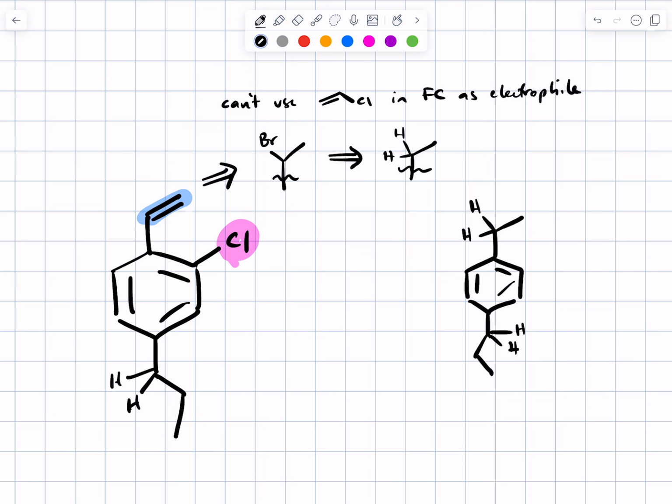Okay? Another issue I've got is this meta relationship between the alkyl group and the chloro. All right, so we sort of got our work cut out for us. Probably the idea is that if I'm going to do this to get this alkene here, that's got to be done before these benzylic protons show up.